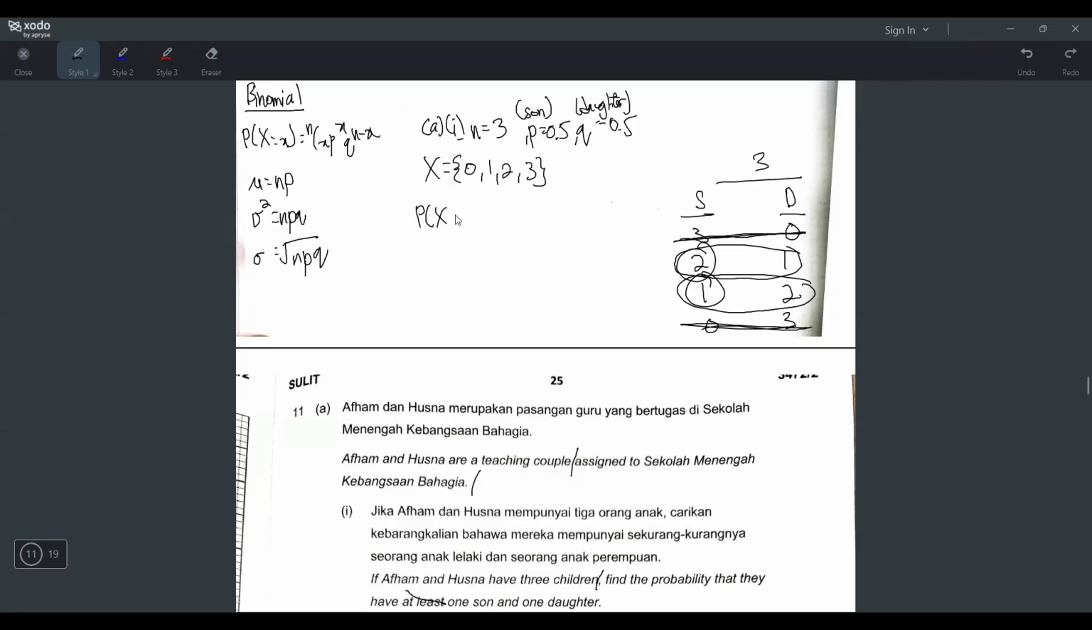But I'm trying to find P(X=2) and P(X=1). Yeah, this is what I'm trying to find now. Okay, 2 sons and 1 son. And then we add them, because then we will get the total probability.